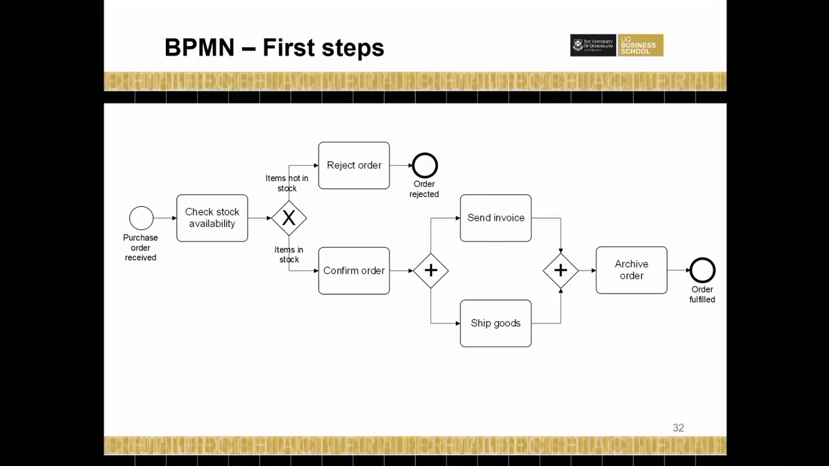So you see here, you open it, either this option or that option, and you go directly into a plus. You send the invoice, you send the goods, and you're closing it. So these are the two activities that can happen in parallel, and then you have archiving the order and order fulfilled as the closing event.